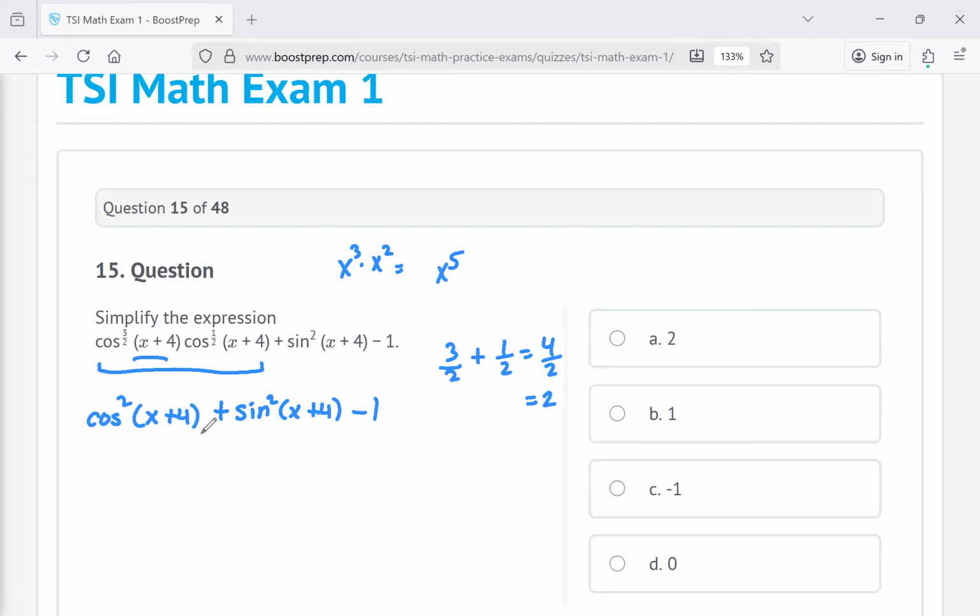minus 1. Now you need to know your identities. Cosine squared of x plus 4 plus sine squared of x plus 4 is related to your Pythagorean identity, cosine squared of x plus sine squared of x equals 1. So you can replace this whole thing with 1. Then you're still left with this minus 1, so bring that down. So 1 minus 1 is 0. Okay, letter D.